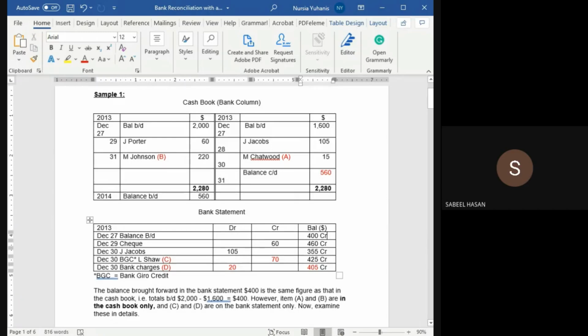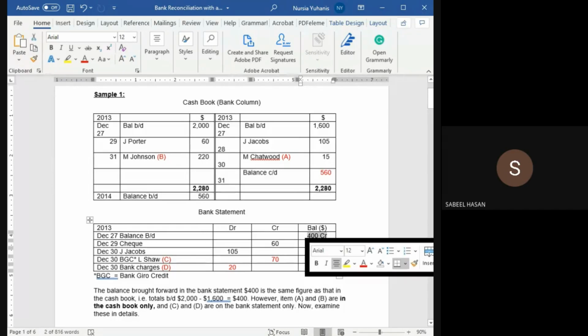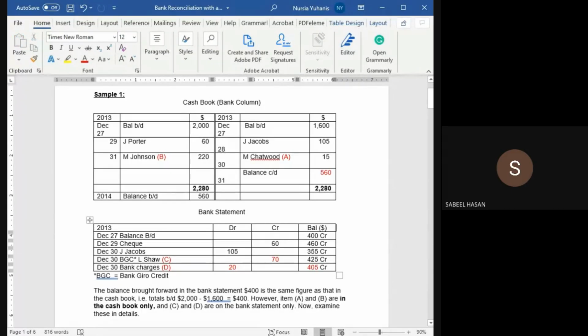Just want to remind that in the bank statement, their rule of debit and credit is the other way around from our knowledge of accounting, the one that we learn in theory. Normally we learn debit is increase, credit is decrease. But in the bank, credit means increase and debit means decrease. It's the other way around. So credit means you have a balance in your account. If it's debit, it means you are owing to the bank. So you have a balance of 400 ringgit in your bank.